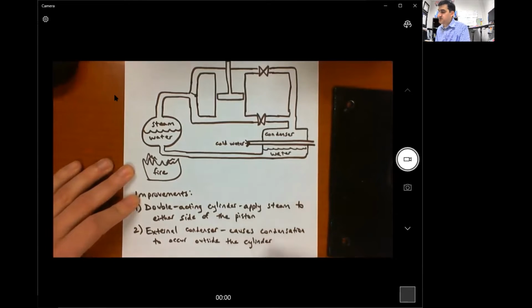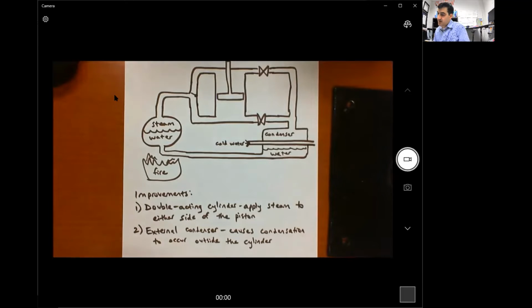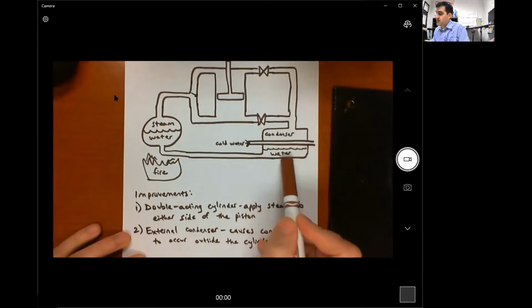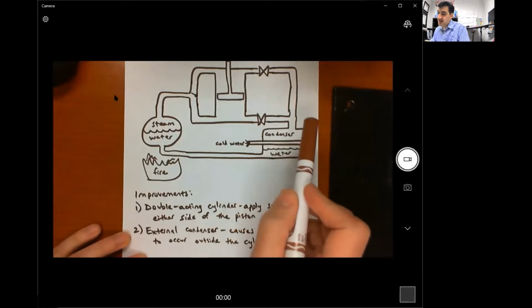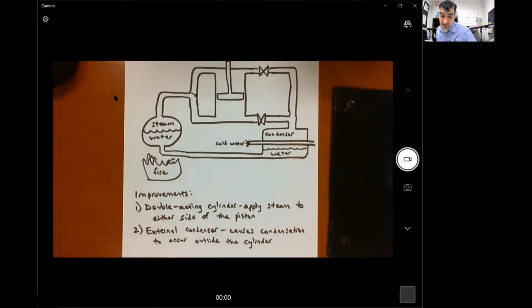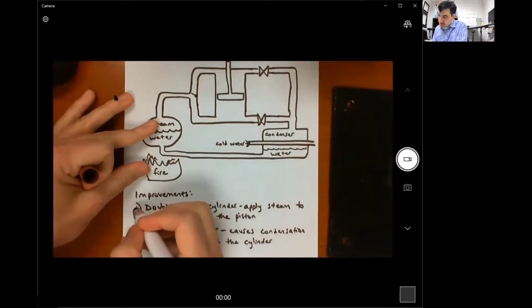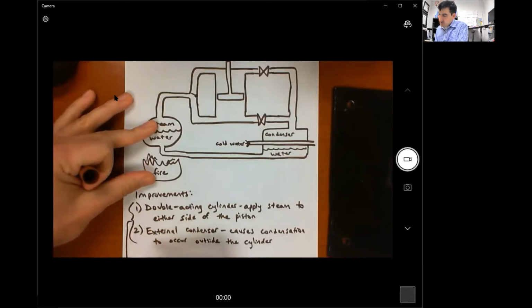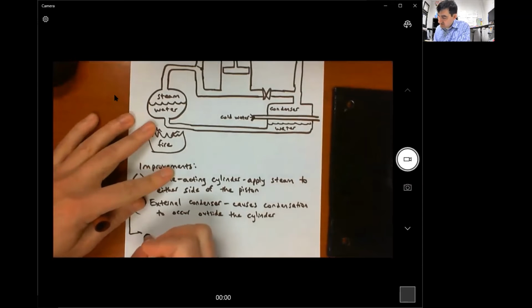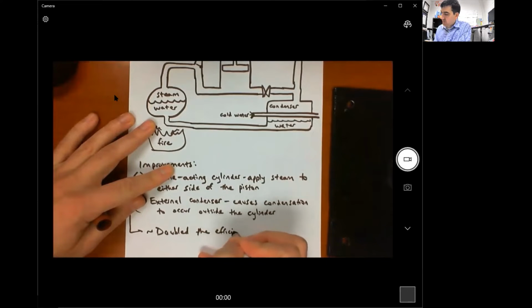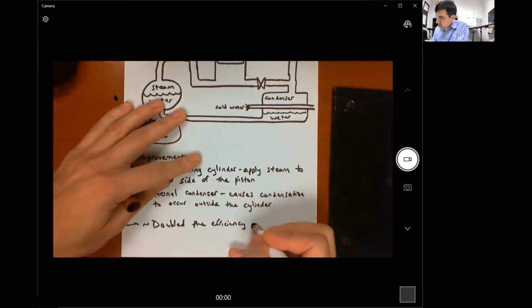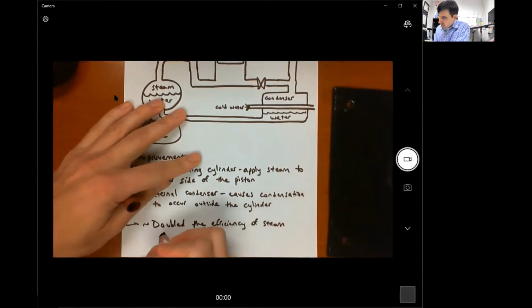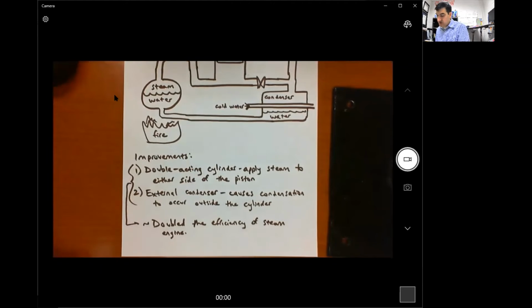We don't want the condensation to be occurring inside the cylinder because then we'd have to heat up this cylinder each and every time we admit steam and then condense it and then admit more steam. So having this condenser over here and using this apparatus to condense the steam instead of that happening in the cylinder was a really big improvement. In fact, between these two, this actually approximately doubled the efficiency of the steam engine compared to the Newcomen or atmospheric engine.